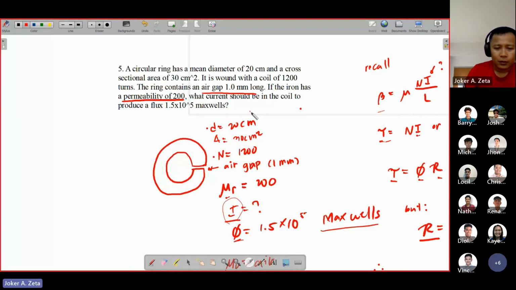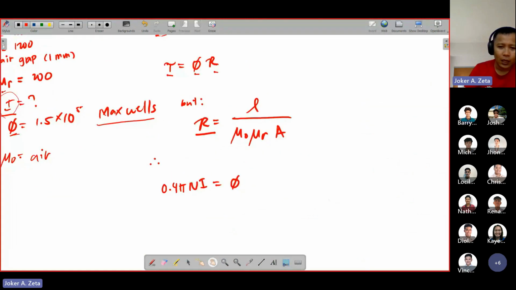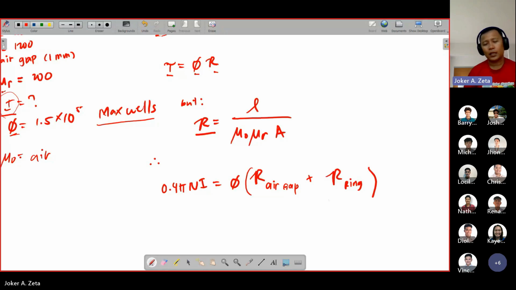Take note that the air gap is 1 mm long. The permeability of iron is applicable only to the iron. When you reach the air gap, it is no longer iron, it is air. So you have to clarify that the total reluctance here would be the reluctance of the air gap plus the reluctance of the ring. So we will solve two reluctances, but don't worry, it's easy.